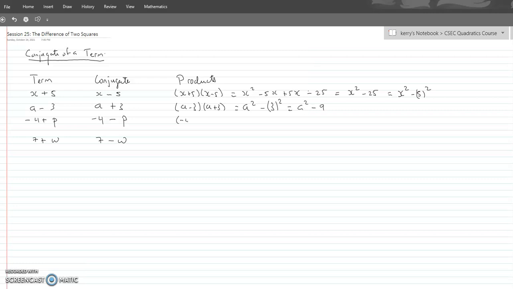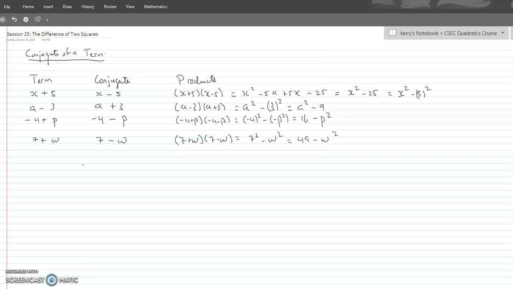Similarly here, this is minus 4 plus p into minus 4 minus p. You will get the first term squared, which is minus 4 squared, minus p squared, which will give us 16 minus p squared. And lastly, you can do these the long way to see if it's true, and you will get it. 7 plus w into 7 minus w will give us 7 squared minus w squared, which will give us 49 minus w squared.